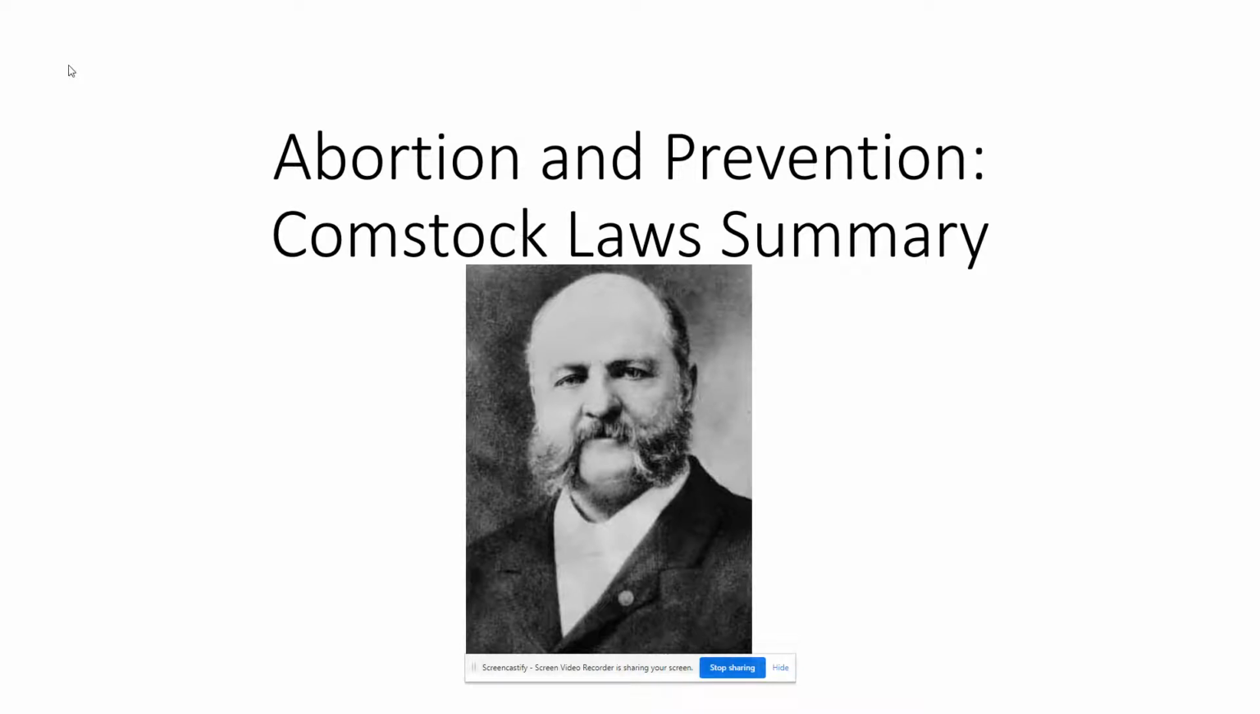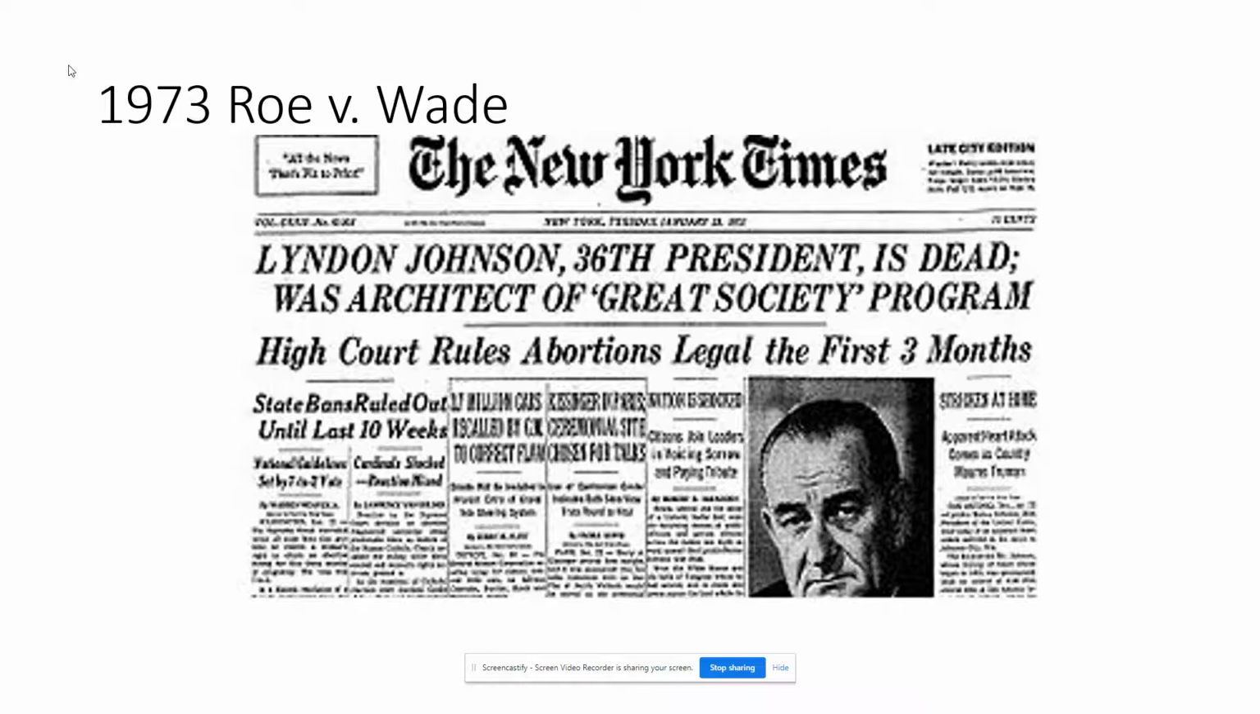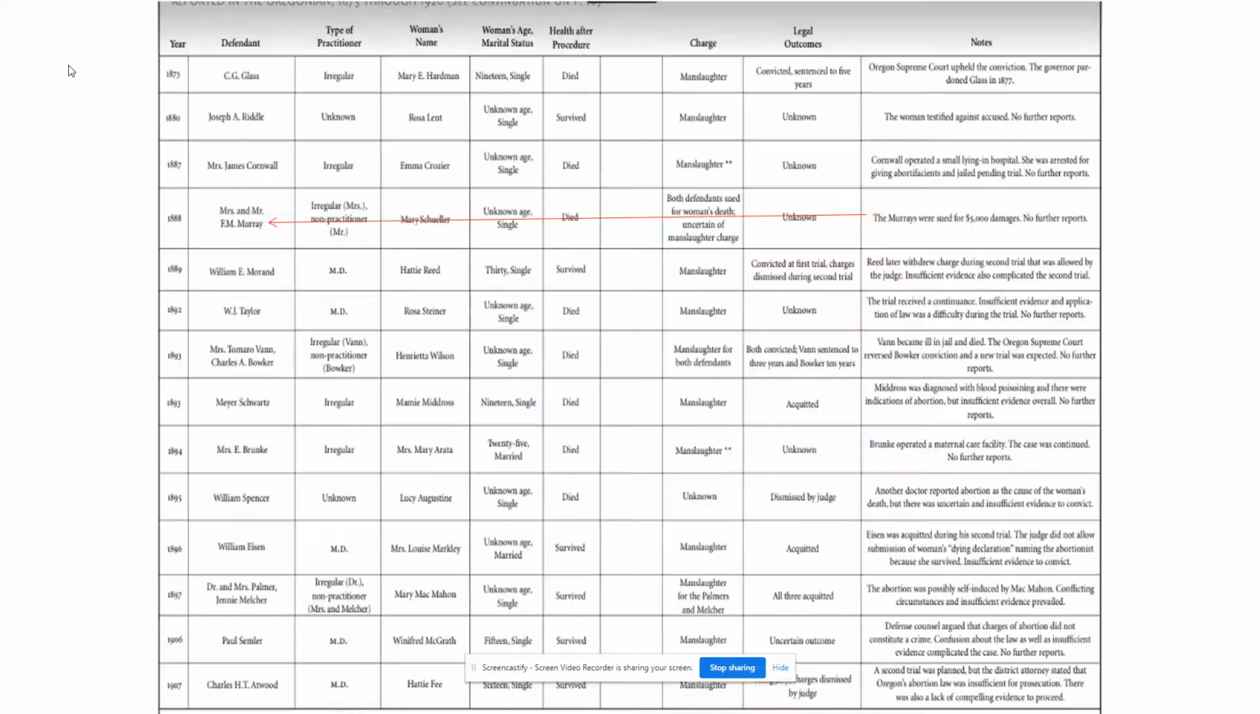Abortion and the Comstock Laws, as well as reproduction prevention. I'm sure everybody is familiar with Roe v. Wade. Roe v. Wade in 1973 gives women the legal option to choose to get an abortion. Just keep in mind that this is in the 1970s, and if you're looking at the abortion rights history, there is a series of women and events that is pretty horrific.